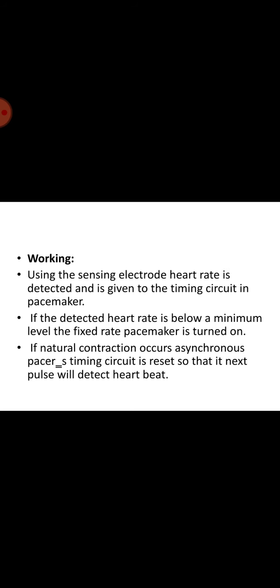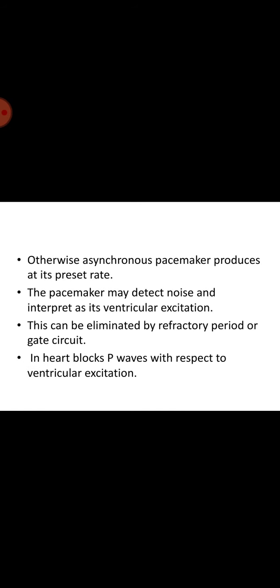Now let us see the working of the standby pacemaker. Using the sensing electrode, the heart rate is detected and given to the timing circuit of the pacemaker. If the detected heart rate is below a minimum level, the fixed rate pacemaker is turned on. If the natural contraction occurs in asynchronous phases, the timing circuit is reset so that its next pulse will detect the heartbeat. Otherwise, the asynchronous pacemaker produces pulses at its preset rate.